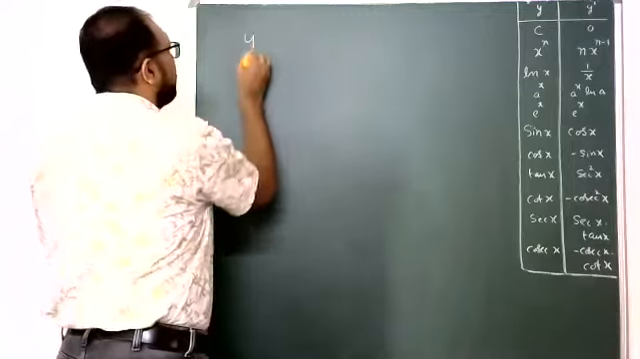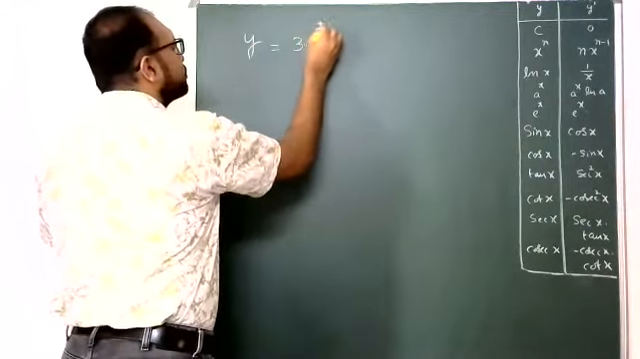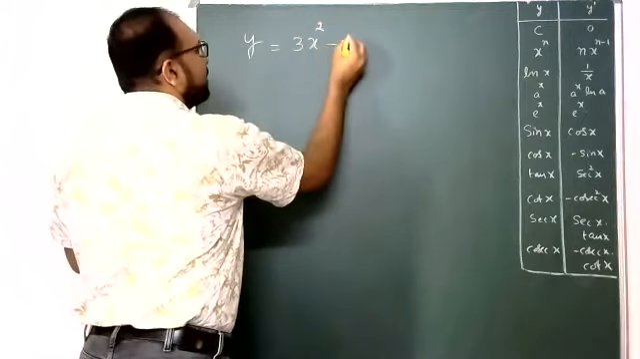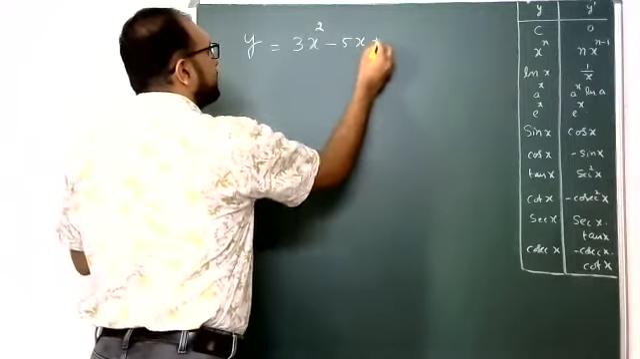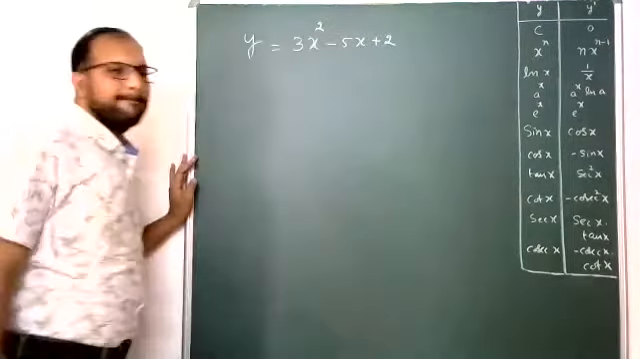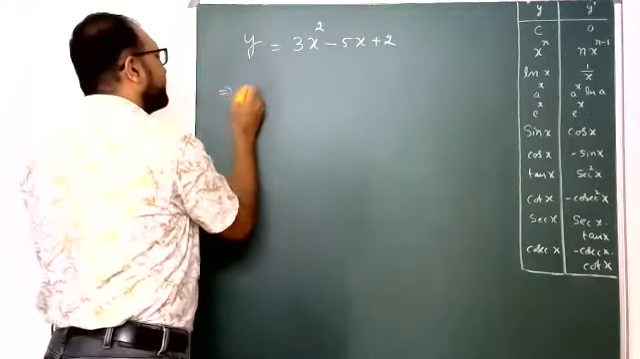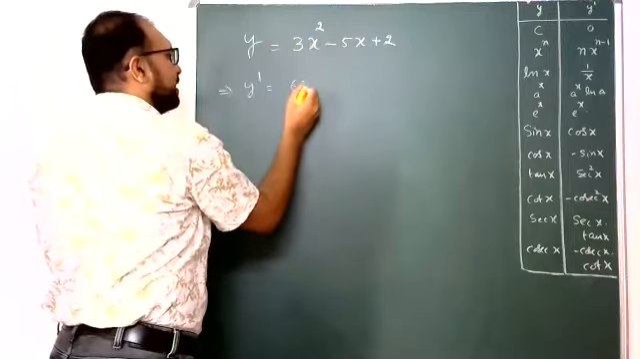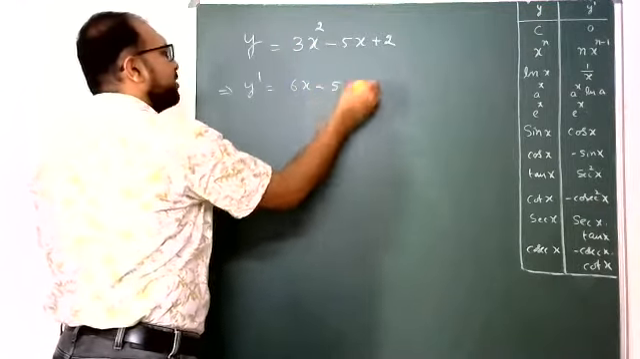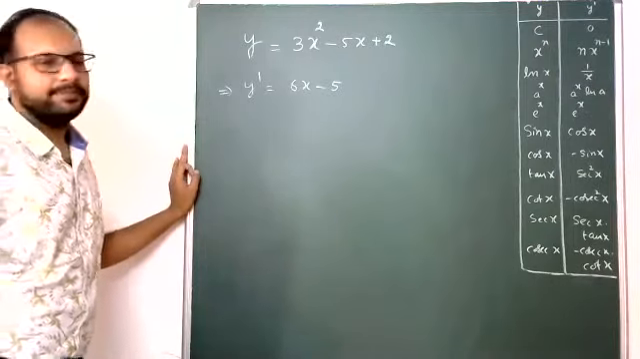Suppose, students, the first function is 3x square minus 5x plus 2. That is one function. What is the first derivative, means one time differentiation? 6x minus 5 plus 0. This is the first derivative.